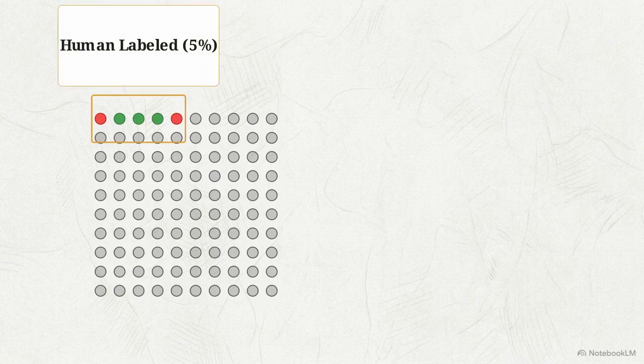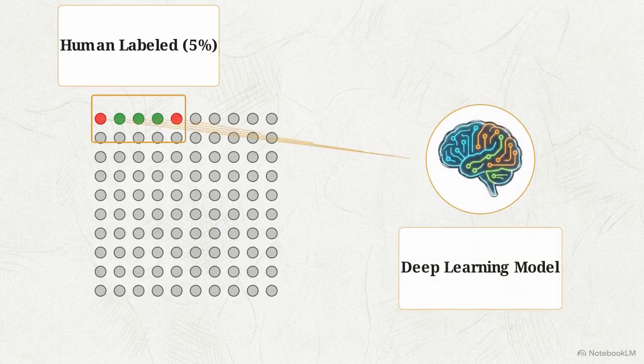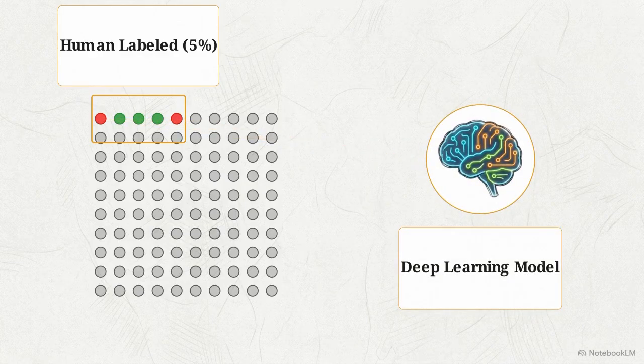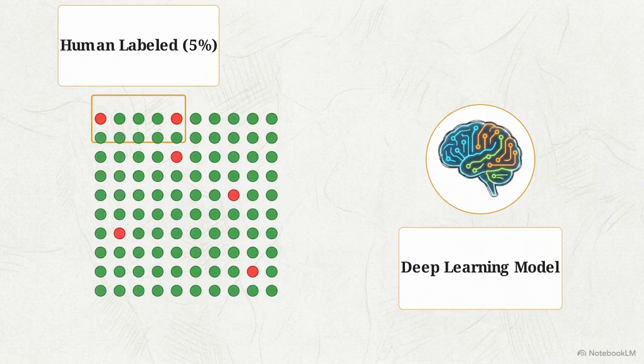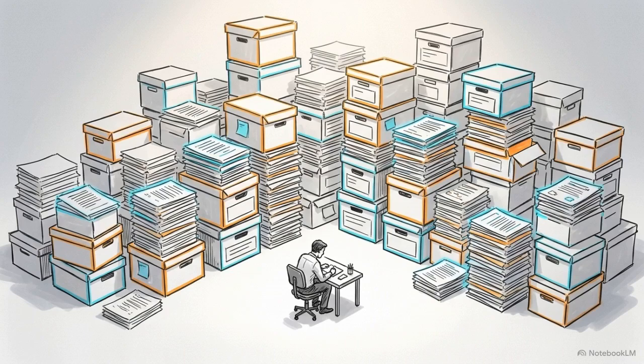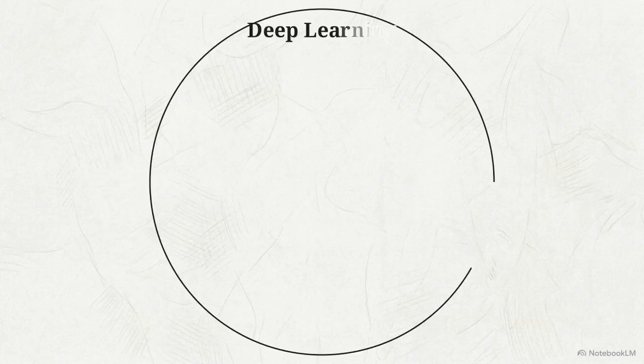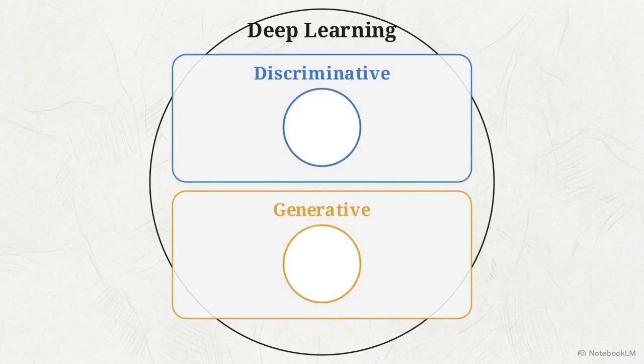A bank looking for fraud might only have the time to manually label 5% of its transaction data. The deep learning model studies those few labeled examples, learns the basic concepts of fraud, and then automatically sorts the remaining 95%. By leveraging small samples to organize vast amounts of raw information, deep learning eliminates the massive bottleneck of manual human labor.